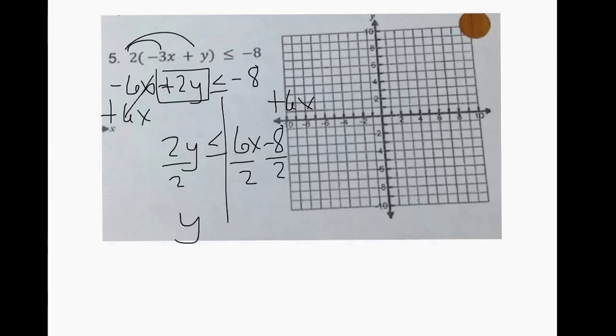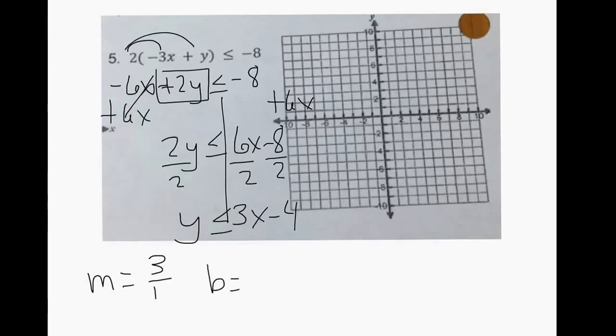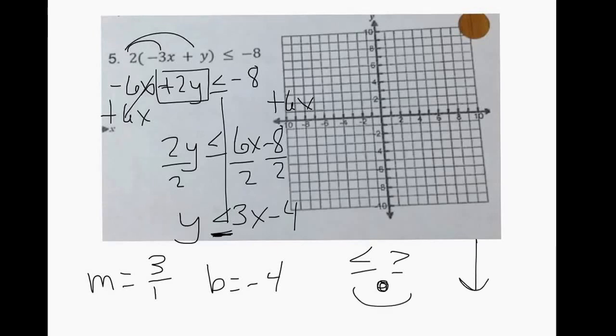And this time I don't flip because I divided by a positive. So y is less than or equal to 3x minus 4. So my m is 3 over 1. My b is negative 4. Because this has a line under it, I'm going to use a solid line. Less than means shade below.